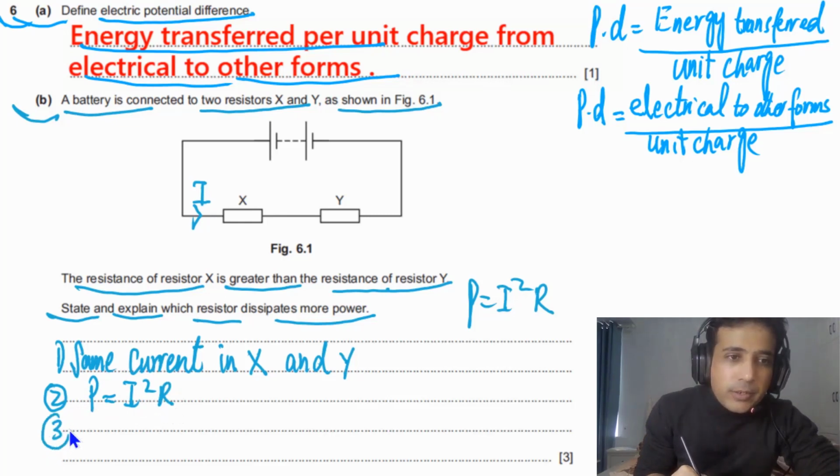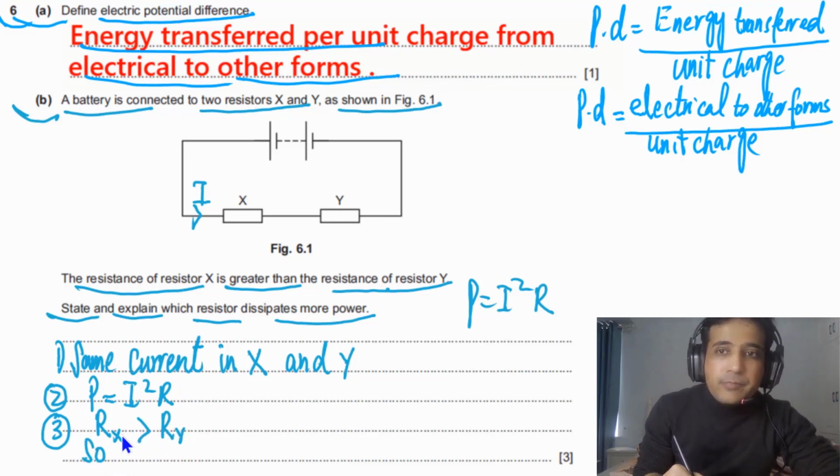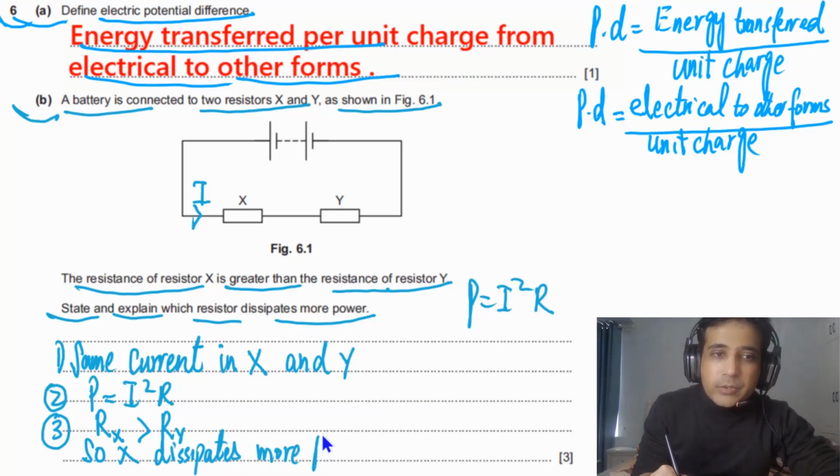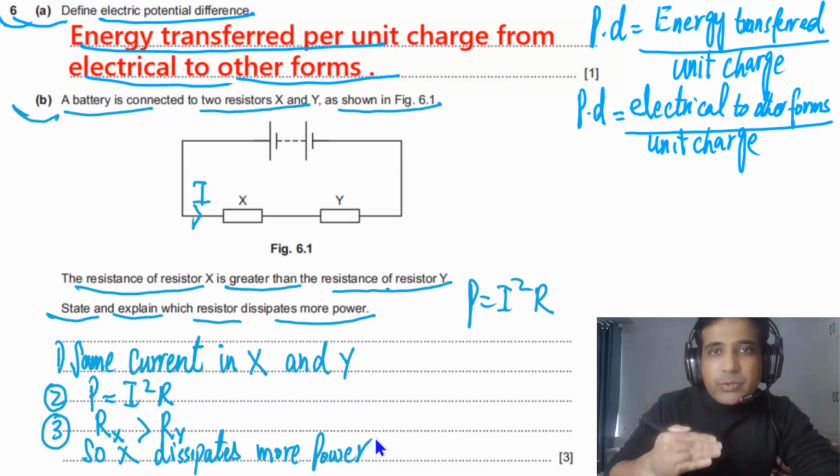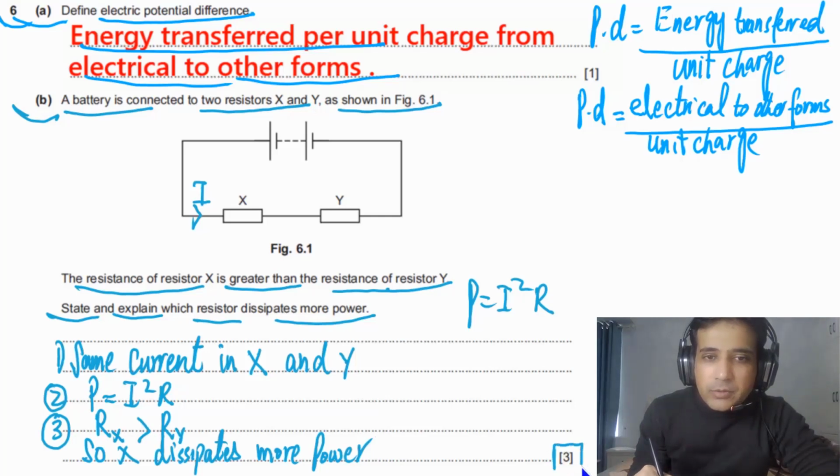The third point, you can say power dissipated in X will be greater because Rx is greater than Ry. So more power is dissipated in X. So X dissipates more power. This is how you can write down your answer. It is quite a straightforward question, but you need to understand how to write down these steps. This question has 3 marks, so you need to write down at least 3 points.